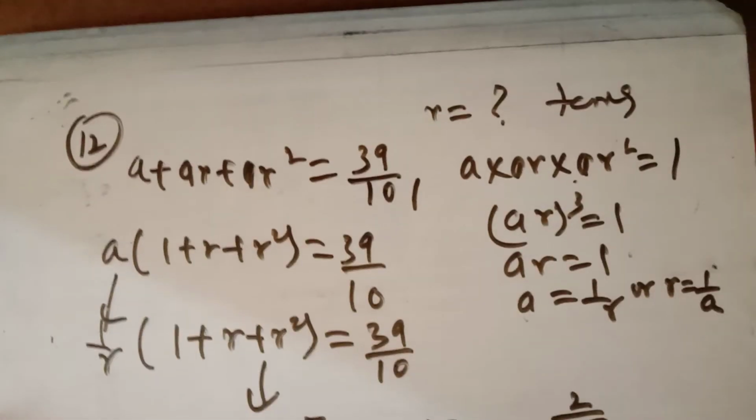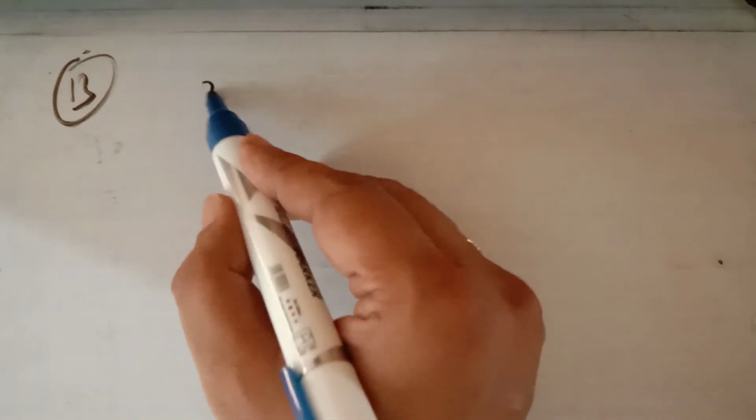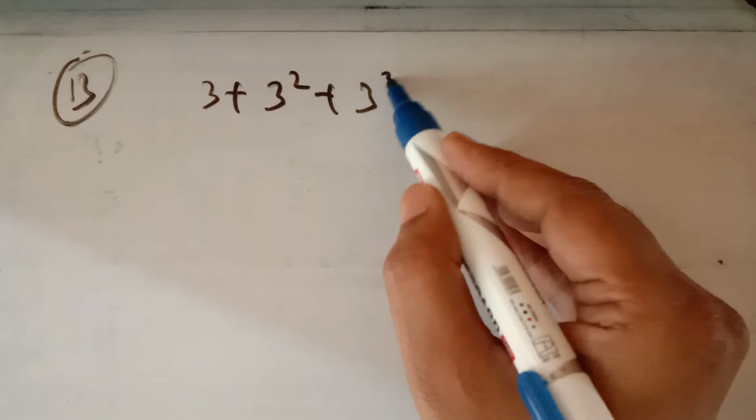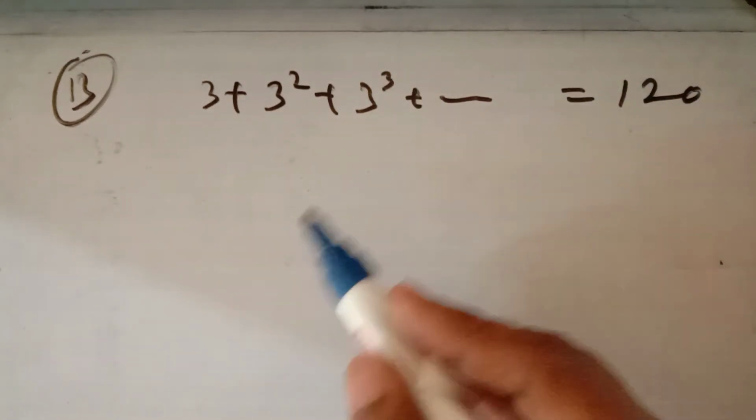Question number 12. Now in question number 13, the sum of this series is given as 120. The sum of this geometric progression up to n terms is given as 120. You have to find how many terms are there.